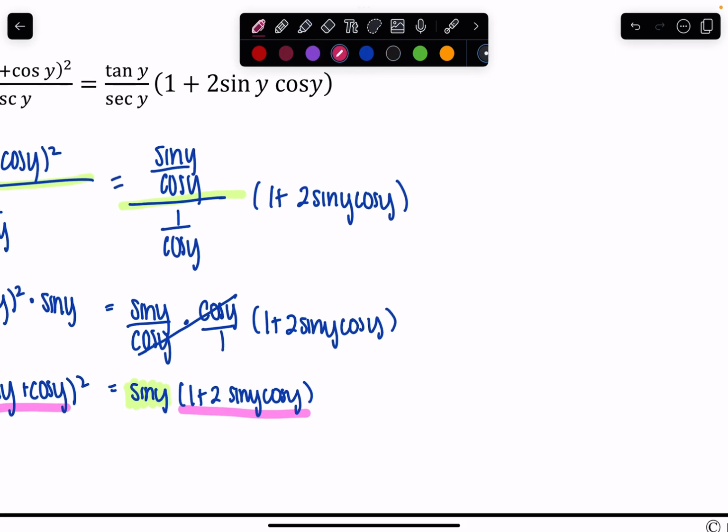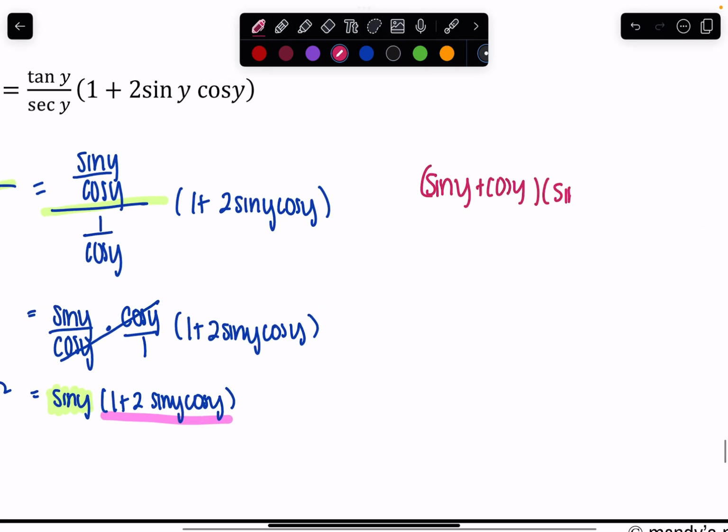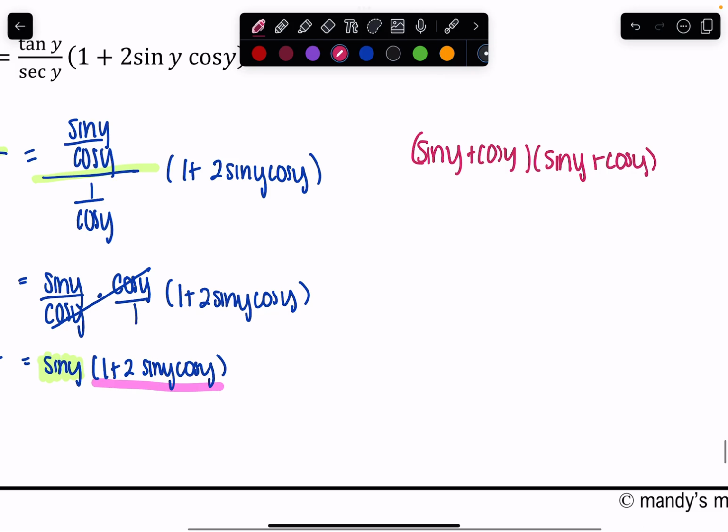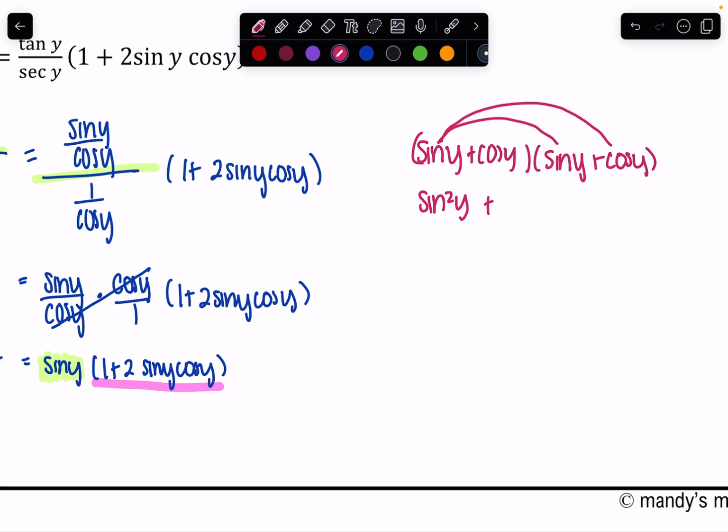So let's do that. So let's FOIL sine y plus cosine y, or multiply, right? Distribute. We won't use the word FOIL. Sine y plus cosine y squared, that's the same thing as sine y plus cosine y, 2 times, okay? So let's go ahead and try that. So we have sine times sine, which is sine squared. Sine times cosine. So that's plus sine cosine. And then sine times cosine again.